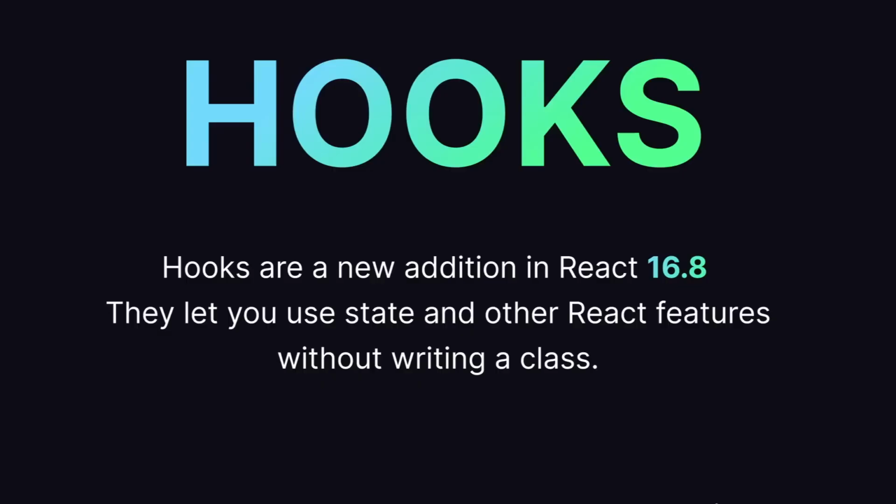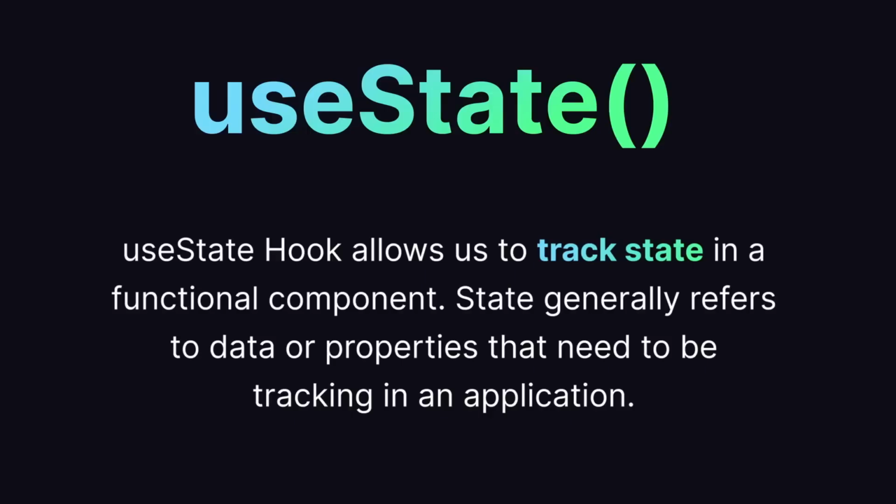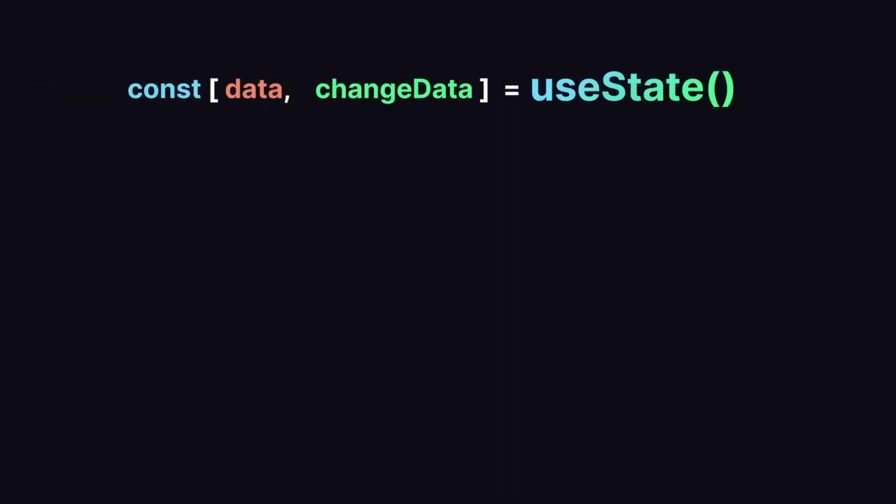There are a lot of hooks which we are going to be covering throughout this series. But in this section, we are going to be learning about what useState is and how it works. So now let's talk about what useState is. The useState hook allows us to track the state in the functional component, and state generally refers to the data or the properties that need to be tracked in our application. That's the only thing that you have to keep in mind about useState. So how will the syntax look? Here you can see, first of all, we are going to be using our useState hook, and then we are going to be using array destructuring. First we have data which we are going to be providing inside our useState, and then we have a function which allows us to change that data inside our useState.